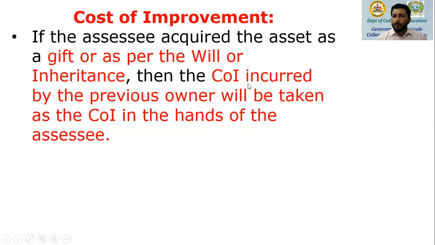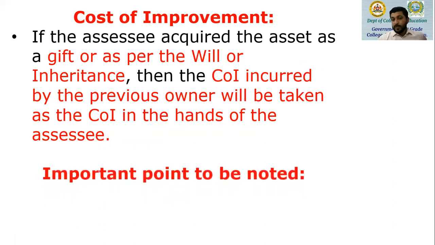So if the SSE acquired the asset as per a gift or as per the will or inheritance, then the cost of improvement incurred by the previous owner will be taken as cost of improvement in the hands of the SSE. So if the SSE has acquired that asset as a gift or as a will or through inheritance, then what is the cost of improvement incurred by the previous owner? Same will be the cost of improvement in the hands of the present owner.